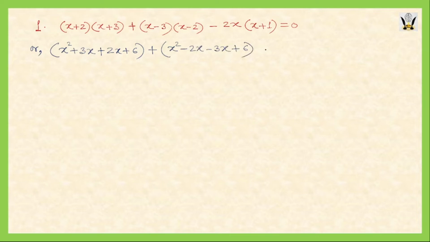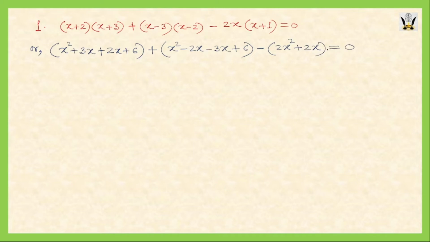Then we have a minus sign here, and 2x will be multiplied by x, so it will be 2x squared, and then 2x multiplied by 1 will be 2x, and that will be written inside the bracket. Then we will have an equal sign, and then 0.